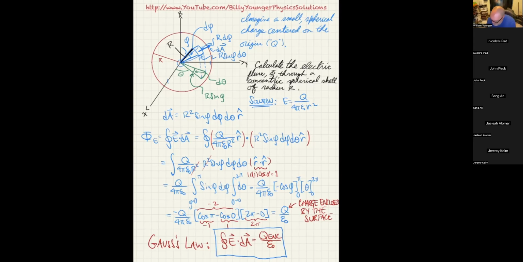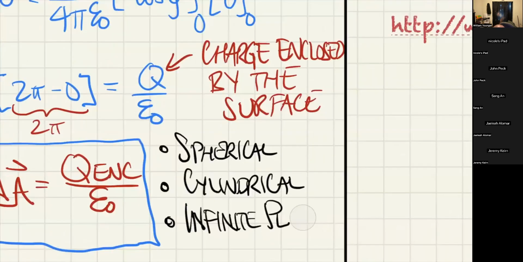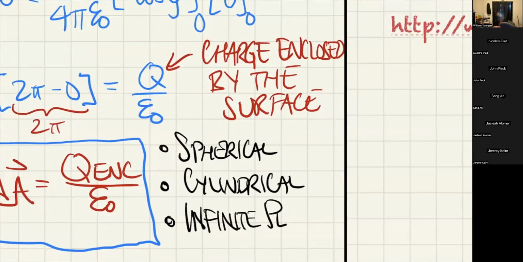So if you have a charge distribution that is spherical, then that can be used. If you have a charge distribution that's cylindrical, then again, you can use Gauss's law to extract that electric field. Or if it's an infinite plane, you can again exploit that symmetry and exploit Gauss's law to actually find the electric field.